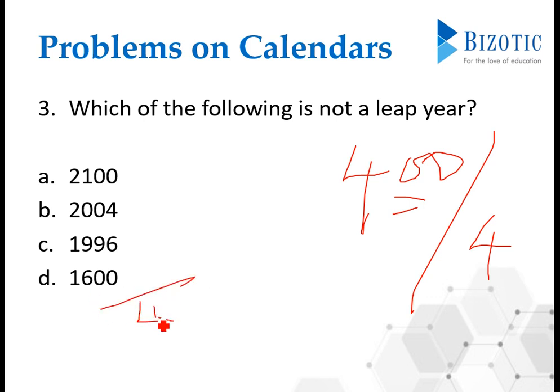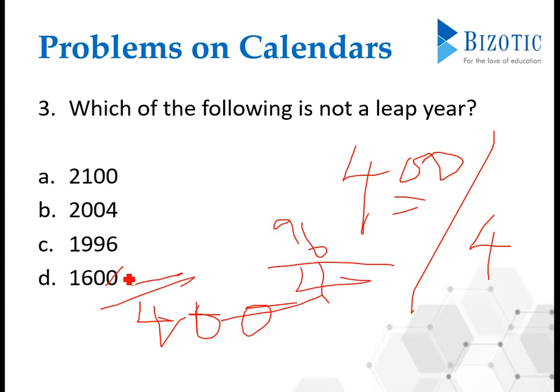1600. If you divide it by 400, 2 zeros will go, and then 16 will go in 4. So this is a leap year. They have asked which is not a leap year. 1996, and then again 96. If the last two digits are divisible by 4, the whole number is divisible by 4. So this is also a leap year.